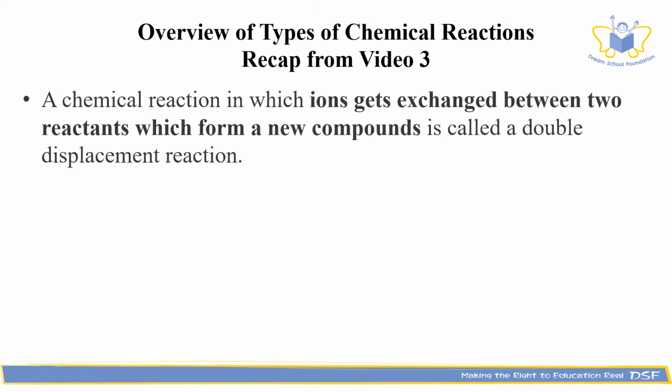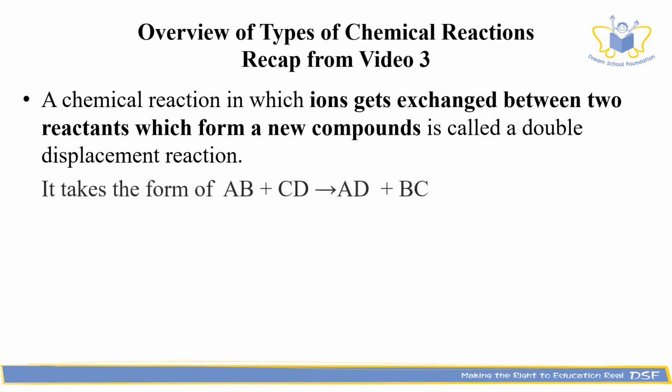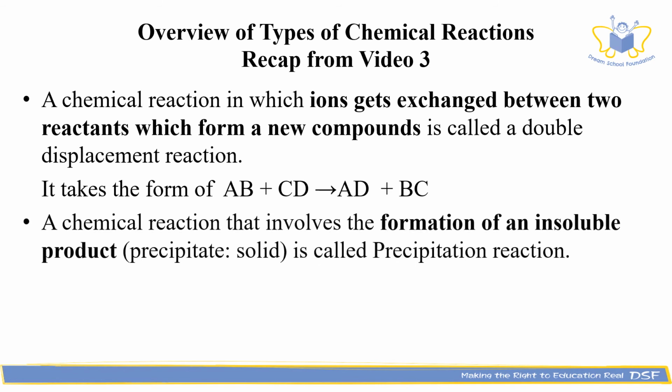Fourth, what is a double displacement reaction? A chemical reaction in which ions get exchanged between two reactants which form new compounds is called a double displacement reaction. It takes the form of AB plus CD yields AD plus BC. Fifth, what is a precipitation reaction? A chemical reaction that involves the formation of an insoluble product is called a precipitation reaction.